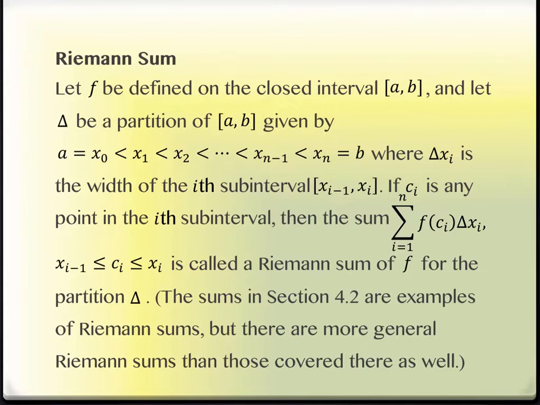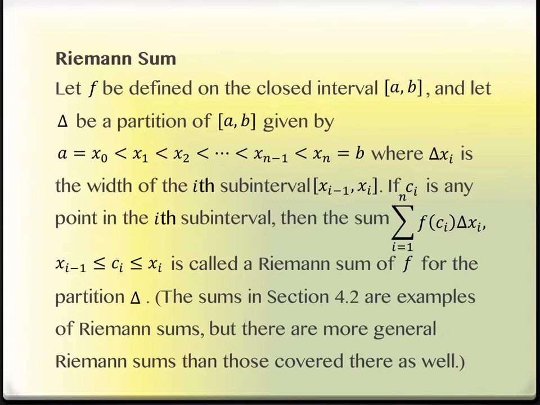If c sub i is any point in the ith subinterval, then the sum from i equals 1 to n of f of c sub i delta x sub i, where x sub i minus 1 is less than or equal to c sub i is less than or equal to x sub i, is called the Riemann sum of f for the partition delta.